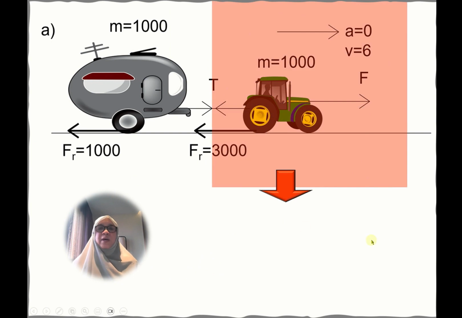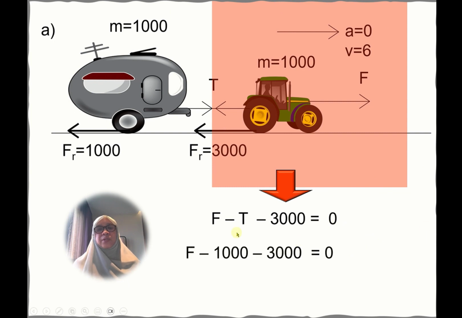For the second part, F minus T minus 3000 equals 0 also, because in this situation the acceleration is 0. So we substitute the 1000 just now into the equation, and we get F is 4000 Newton. That means the force acting on the tractor here is 4000 Newton. Okay, so that's the answer.